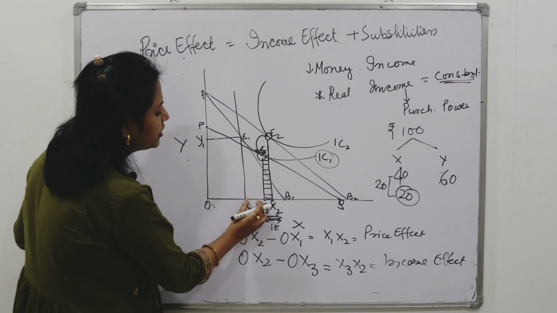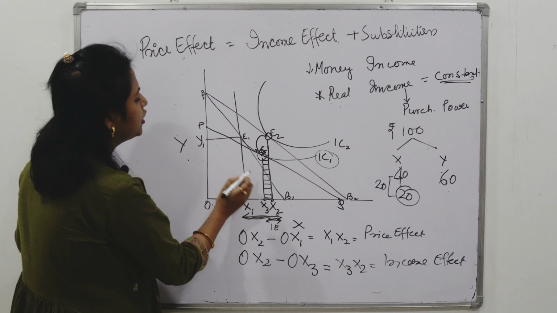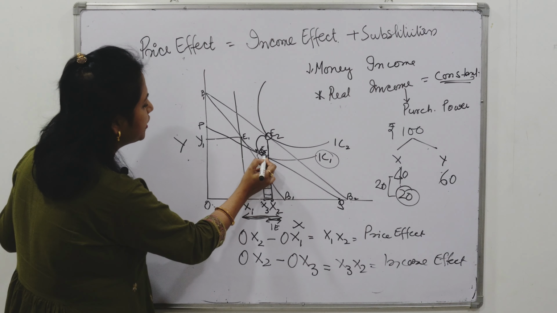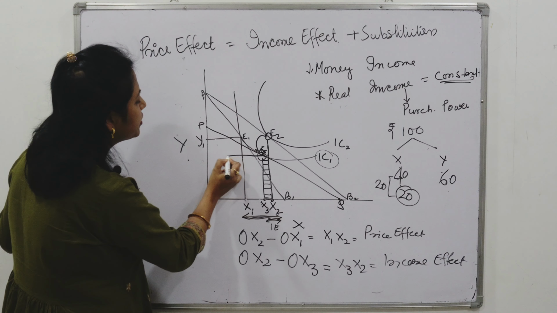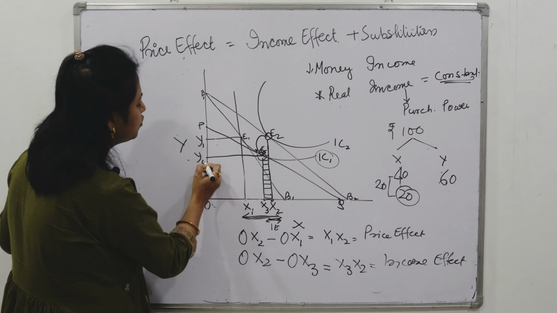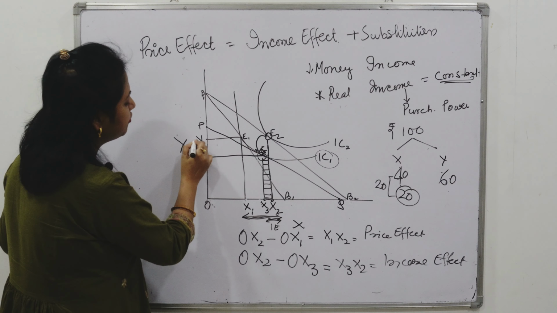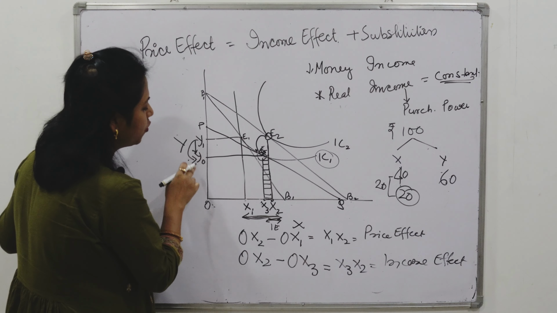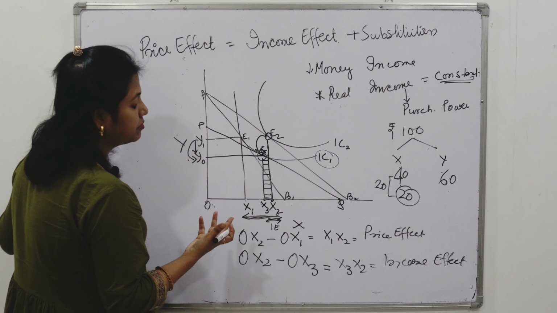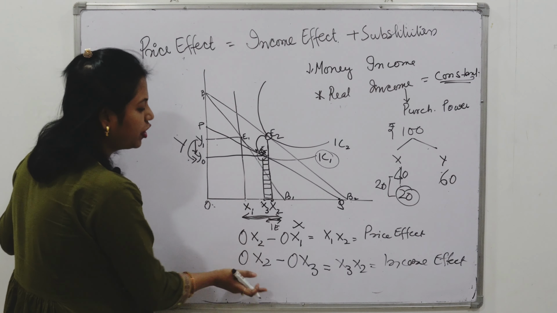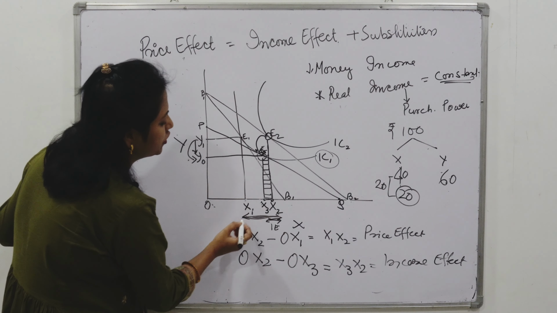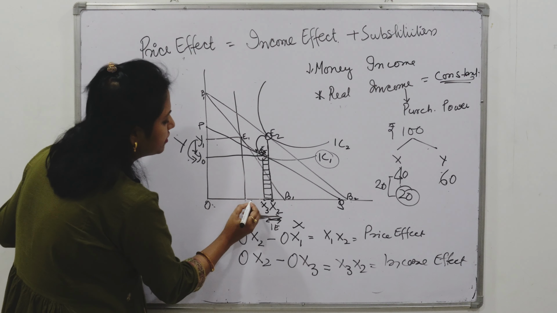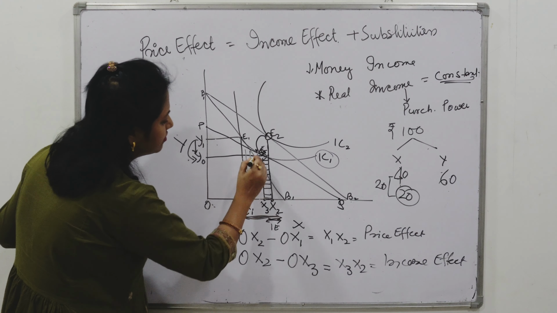Now what is left then? Only this area. You can see here there is E1 and here is E3. Corresponding to E1 and E3, the quantity demanded of Y has reduced. Why has it reduced? Because the price of X has fallen. This part is known as the substitution effect. From here to here we call it the substitution effect.